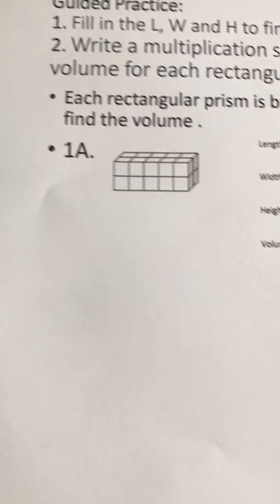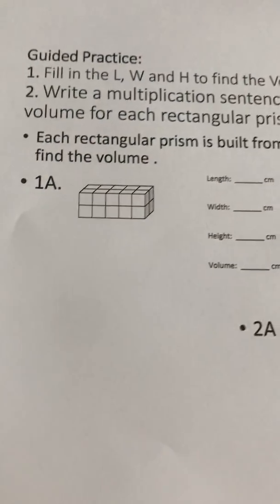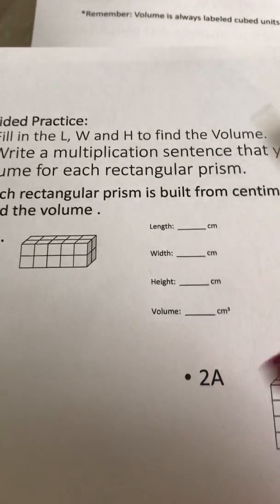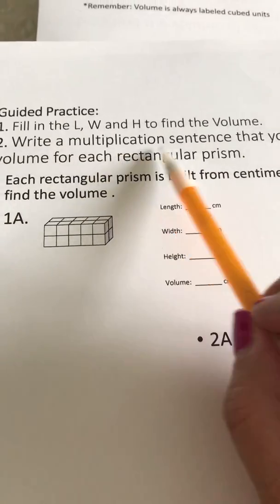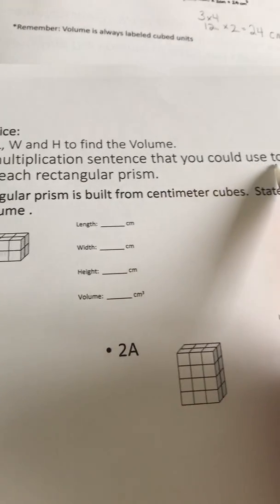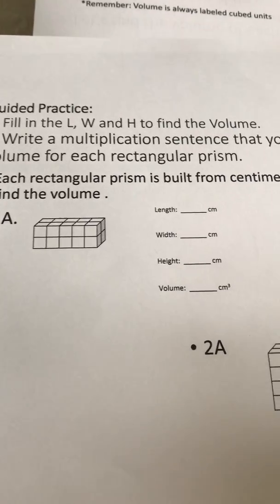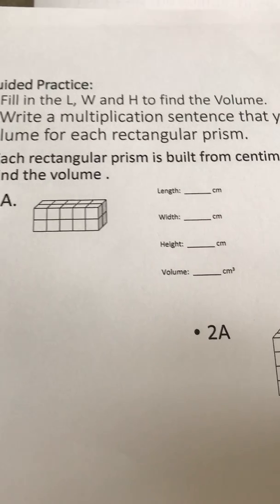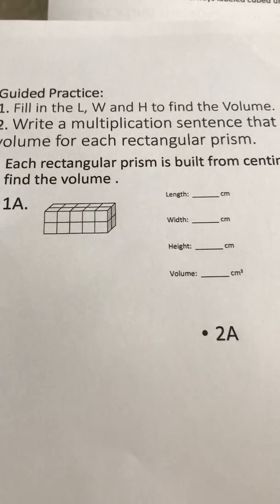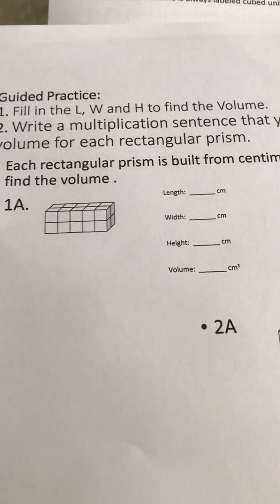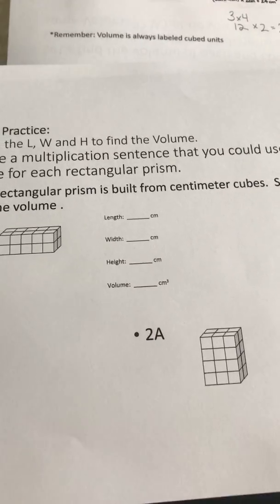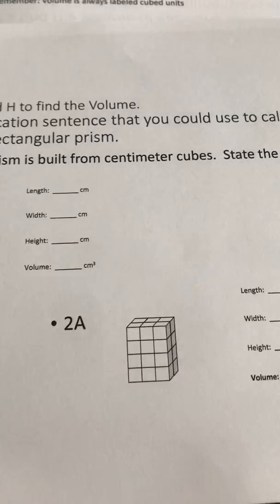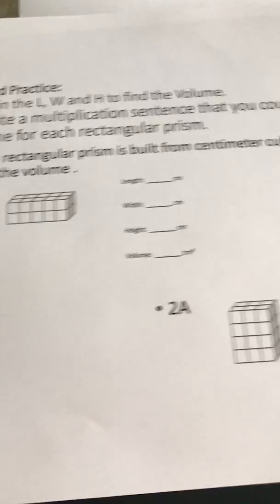Okay, let's do our last practice together. You're going to fill in the length, the width, and the height to find the volume. You're going to also write a multiplication sentence that you could use to calculate the volume for each rectangular prism. Remember, these are rectangular prisms or 3D figures. Each rectangular prism is built from centimeter cubes. So when you label them, make sure that you label them correctly.